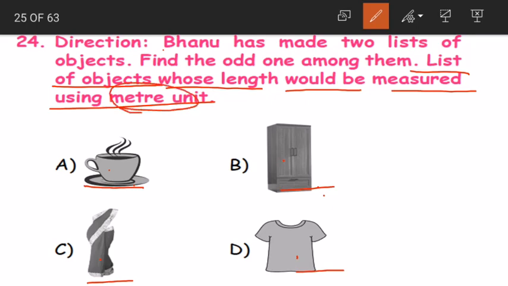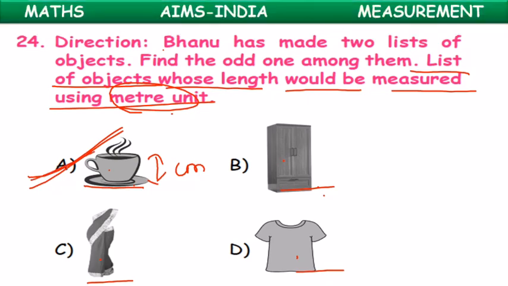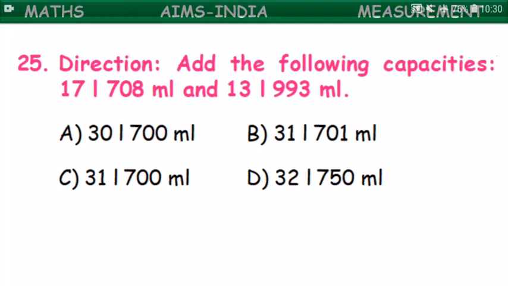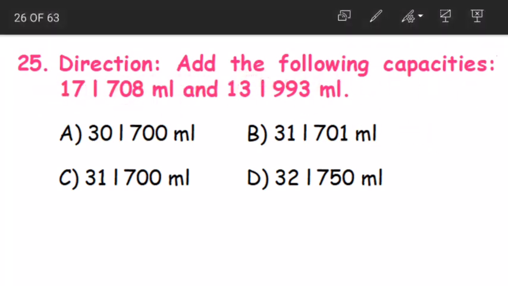Now from these 4 options, which is that object whose length is not measured using meter unit? We have to find the odd one out. It is our coffee cup, children. The length of the coffee cup is measured using centimeters but not using the meter unit. So option A, our coffee cup, becomes the odd object here. Coming to question 25, add the following capacities. A very simple question, right?